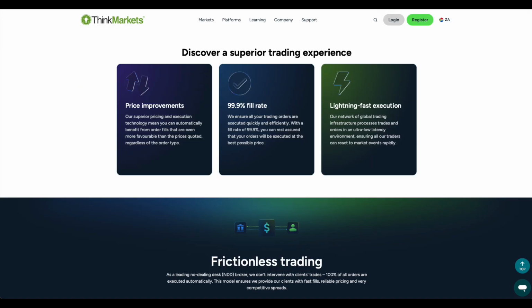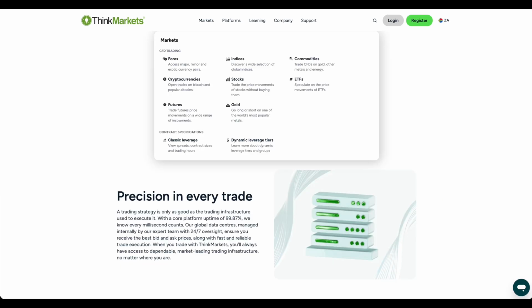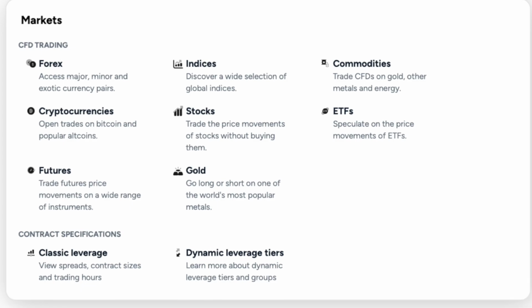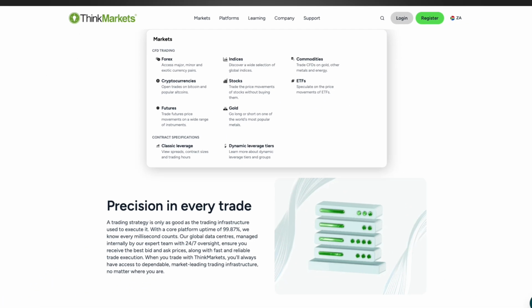Their focus is on giving traders strong execution, competitive pricing, and flexible account options that suit beginners, active traders, and more advanced market participants. One of the main reasons traders choose ThinkMarkets is the huge variety of tradable instruments available on the platform. Traders can access Forex pairs, commodities such as gold and oil, global indices, cryptocurrencies, ETFs, futures, and a very large selection of individual stock CFDs. This makes ThinkMarkets a strong option, whether you're focused on one specific market or prefer to diversify across multiple asset classes.